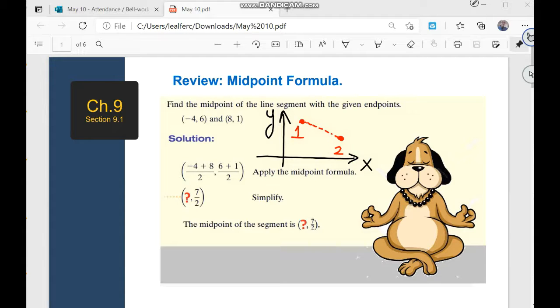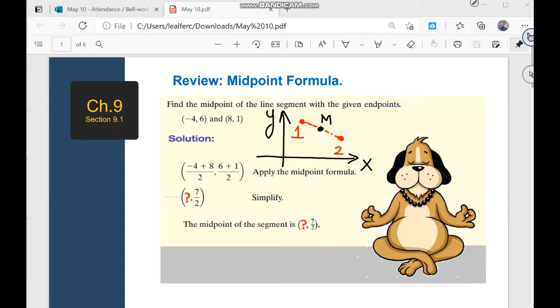First, we can find the distance between these 2 points. There's a formula about the distance, and after there's another formula about the halfway, about the midpoint. We can find the point that's right here in the middle. It's called midpoint. And for that purpose, we have the midpoint formula.